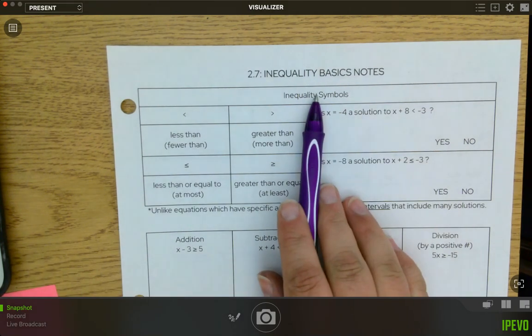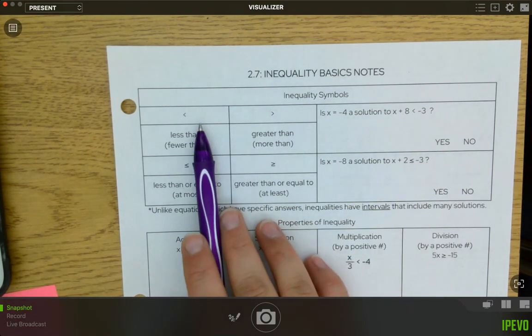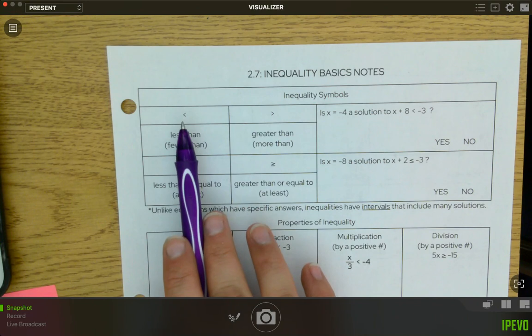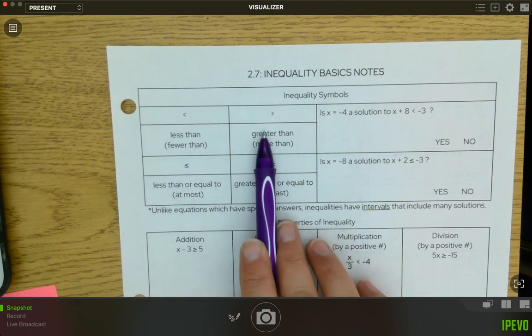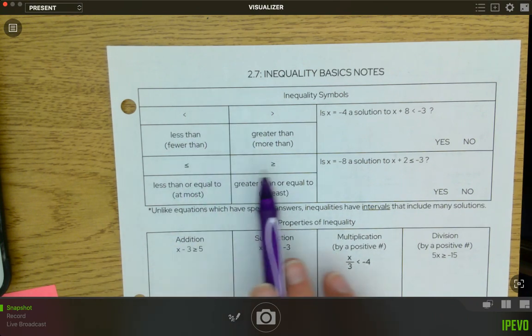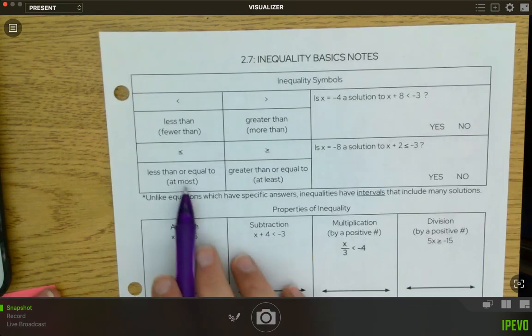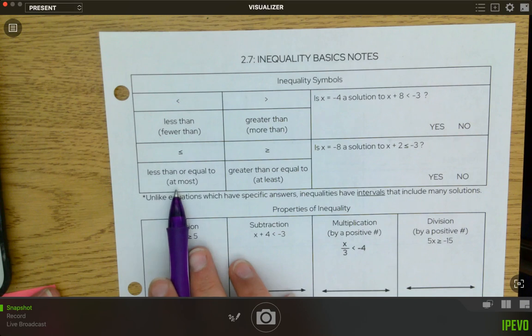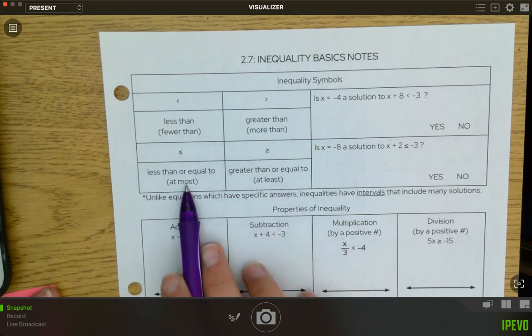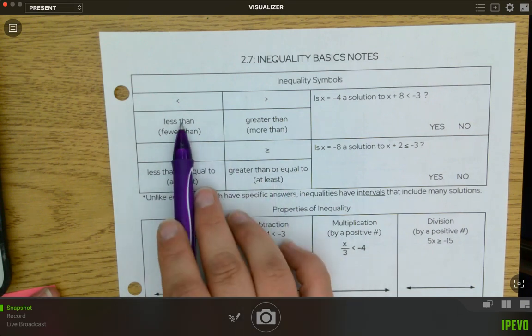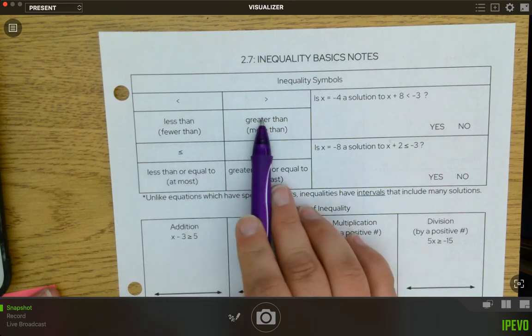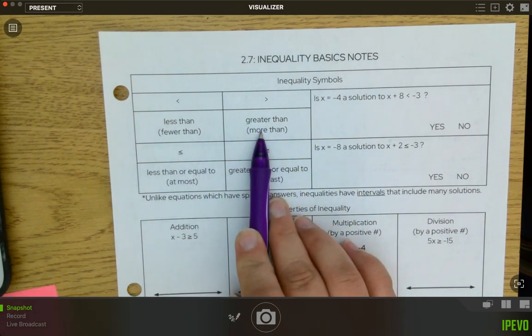So basically, inequalities are like equations, but instead of using an equal sign, they use a less than, greater than, less than or equal to, or greater than or equal to symbol. These two are the same thing as saying at most or at least. That's why that's in parentheses. Less than is the same thing as fewer than. Greater than is the same thing as more than.